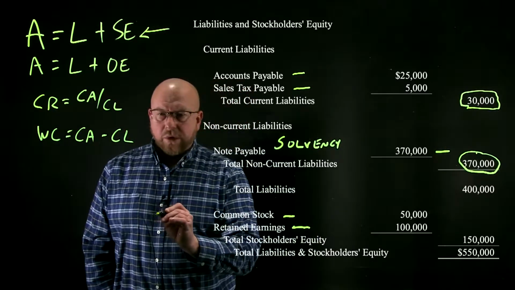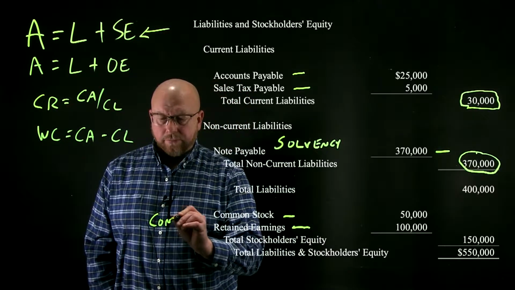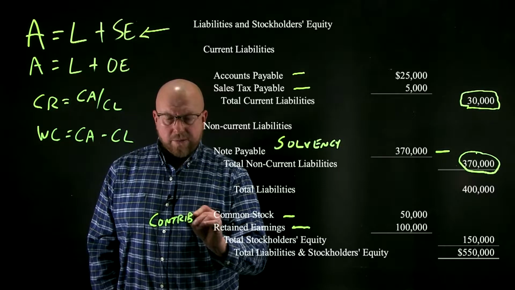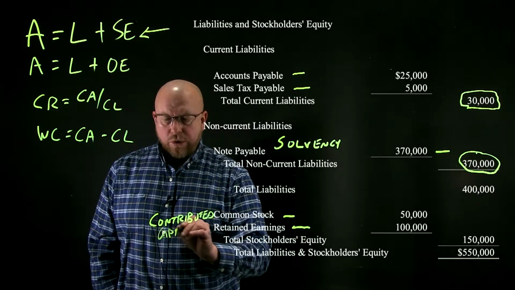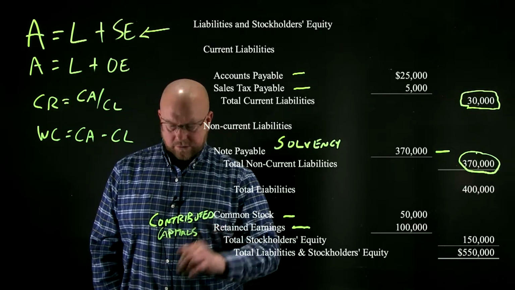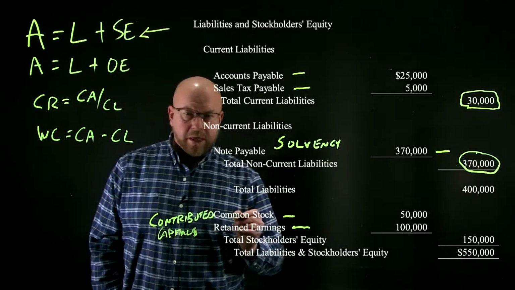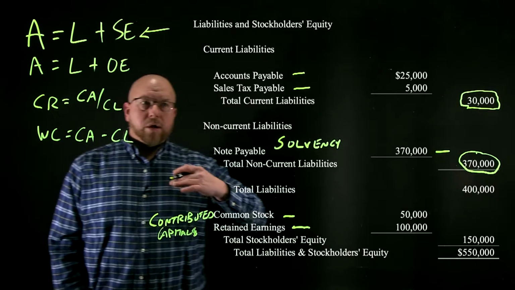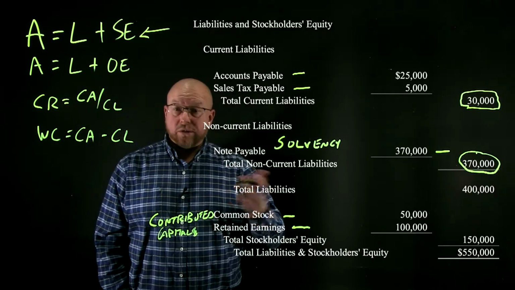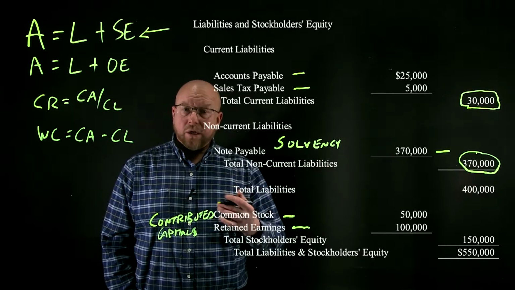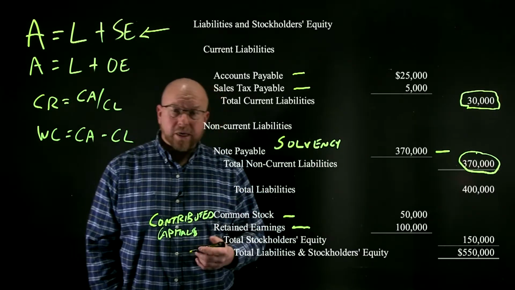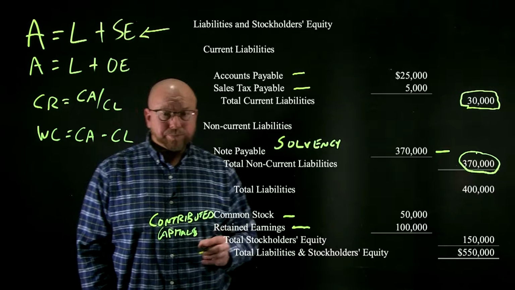Common stock is what we call contributed capital. So what that means is these are really the dollars that the owners have contributed to the business. Okay? Contributed capital. And so when owners have purchased stock, shares of stock in the company, they have essentially contributed this money to the corporation. So the common stock is money that the owners have put in.